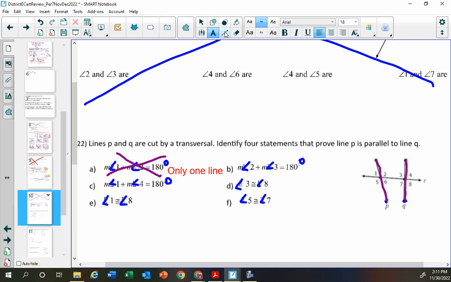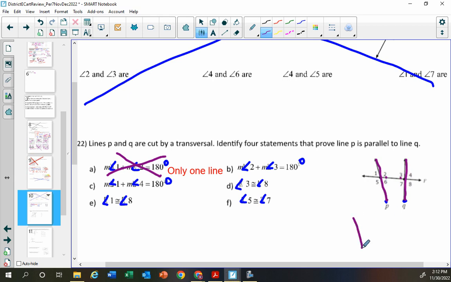D, on the other hand, now if these lines are true, notice, well, be careful. Angle 2 is from this line, but angle 3 is from the other. Even though they're in the same line, they're dealing with two other lines. Notice how angle 2 deals with P, right? Angle 3 also touches Q.